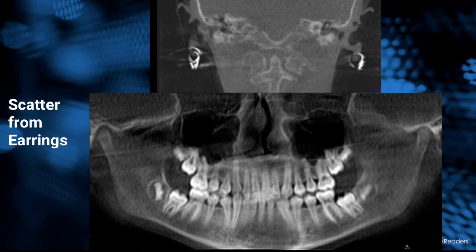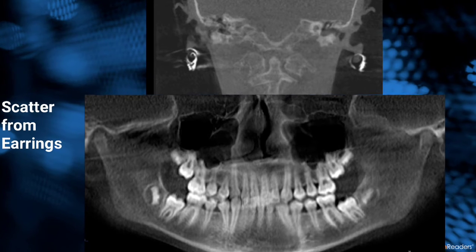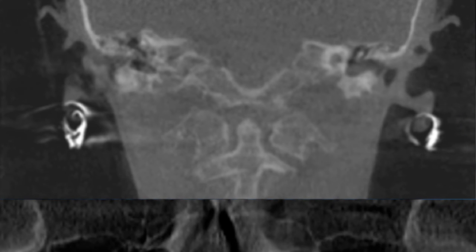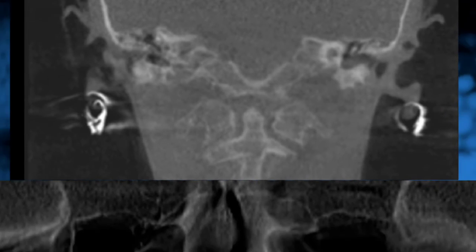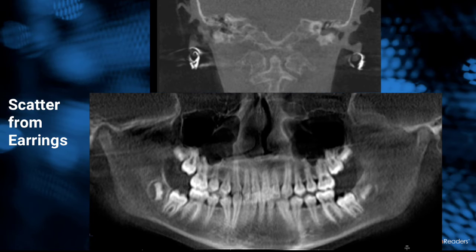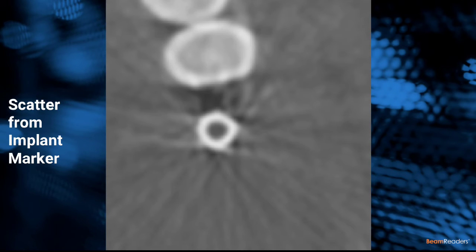With panoramic imaging, we always stress removing earrings before you take the image, and the same holds true for cone beam CT. Here's a view, we're looking coronally, and you can see that there are two rather large earrings that are present there, and the streak goes all the way through the scan. This is especially noticeable in this panoramic reconstruction. And finally, here's scatter from an implant marker, and it's just a small aluminum tube.